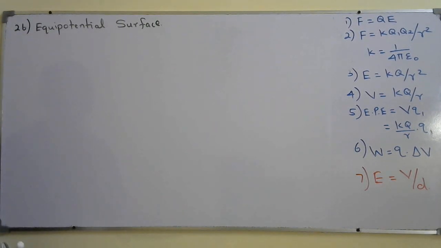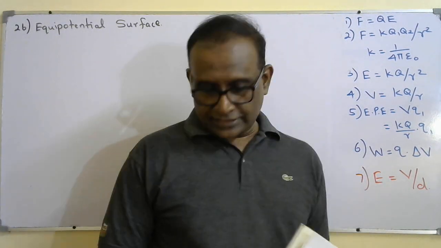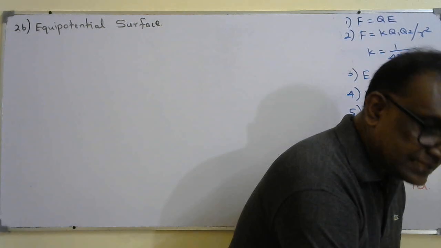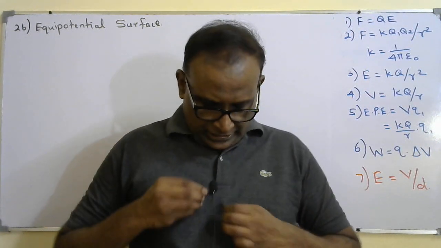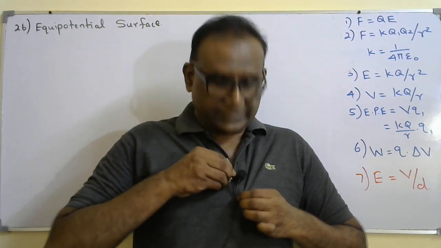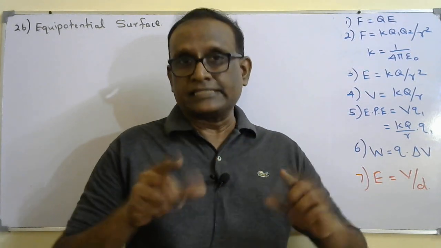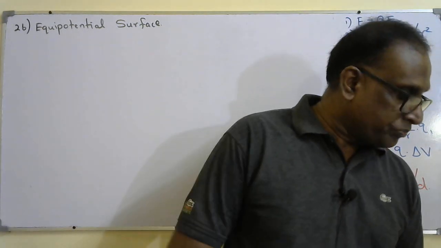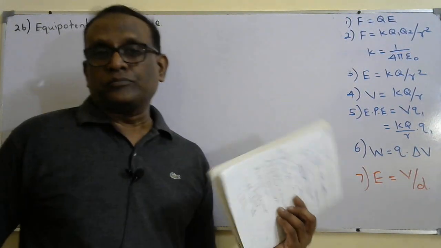Okay, the last point is equipotential surface. An equipotential surface is a surface that passes through points with the same potential. So on an equipotential surface, the work done is equal to 0, because the same potential means delta V will be equal to 0. So what could be the shape of equipotential surfaces?